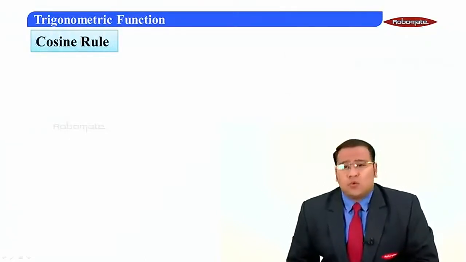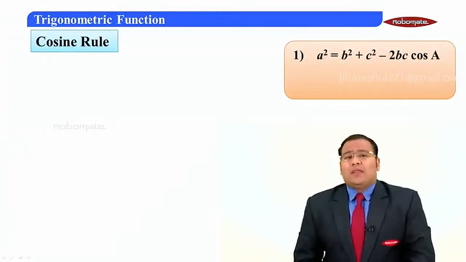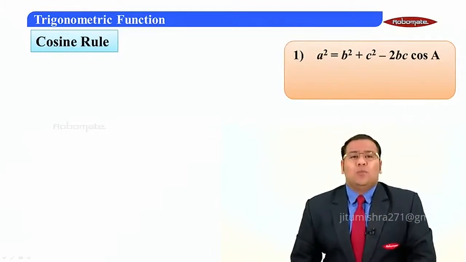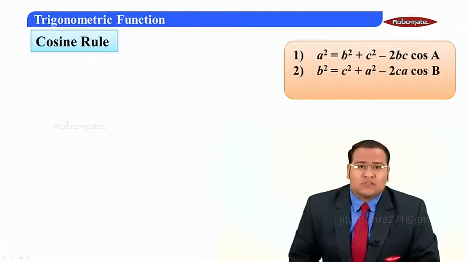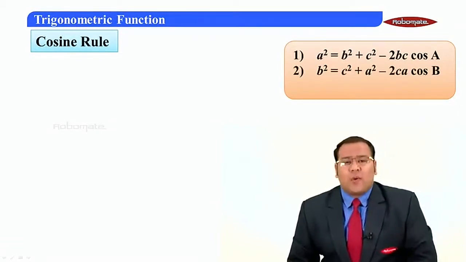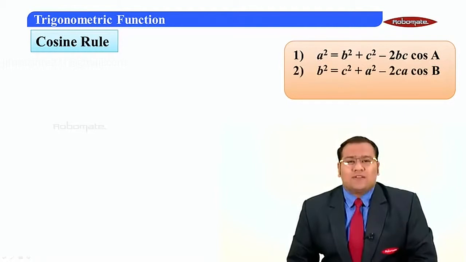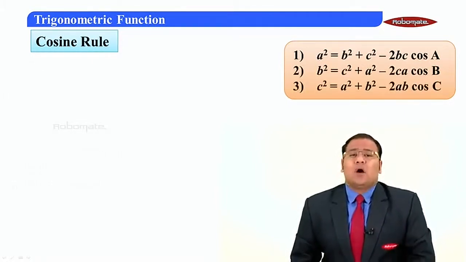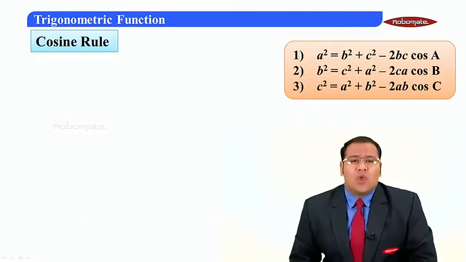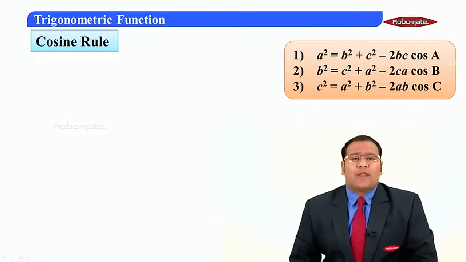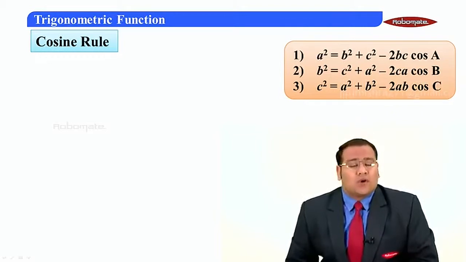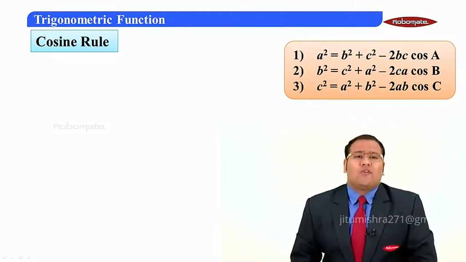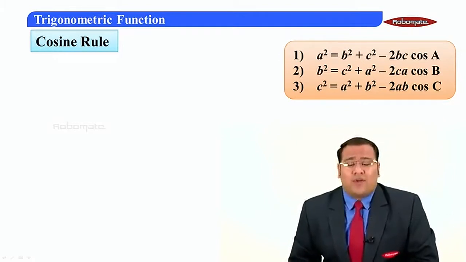What is a cosine rule? a square is equal to b square plus c square minus 2bc cos A. The second formula is b square is equal to c square plus a square minus 2ca cos B. The third is c square is equal to a square plus b square minus 2ab cos C. So all these are the three formulas for the various angles of a triangle.